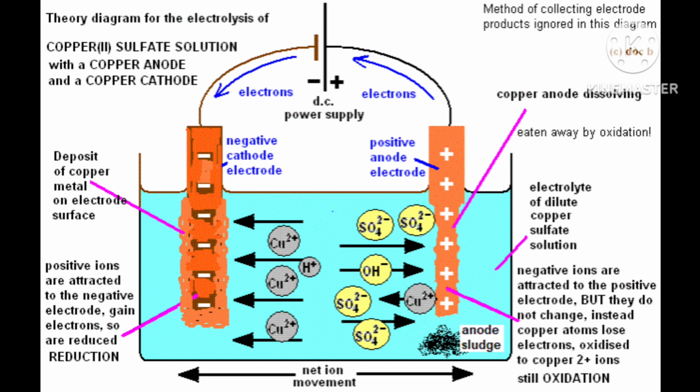Now both values you know: magnesium is 106 and sulfate is 160. Both you add, then you will get 266 Siemens centimeter square per mole.